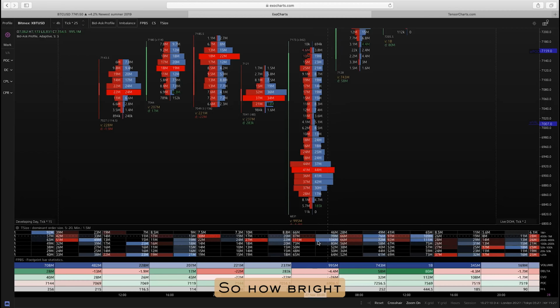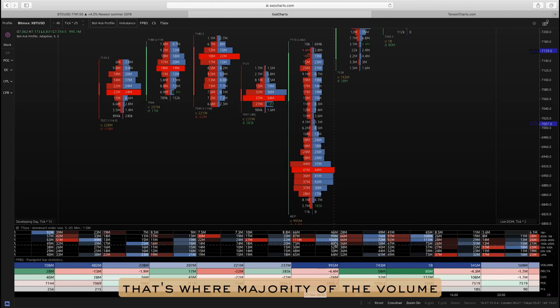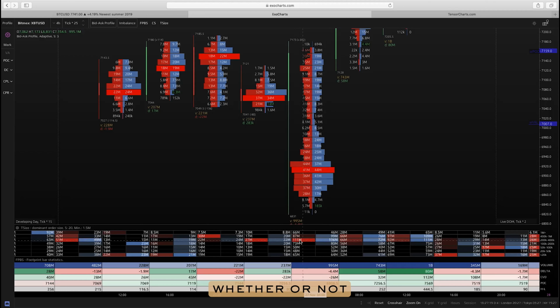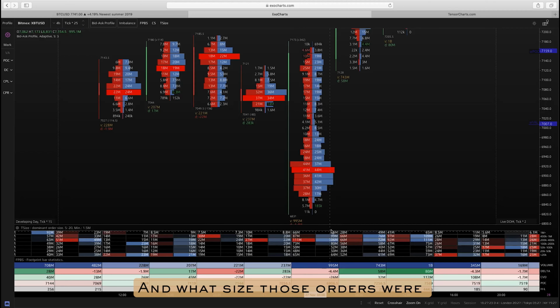So with the brightness, or rather when there's more blue, that indicates that's where a majority of the volume took place. And again, this will show whether or not it is sellers hitting the bid or buyers lifting the offer, and what size those orders were. And then we go down here and we're looking at footprint bar statistics. So with each bar, we could see what the volume was. So for this whole rotation here, which is a 4-hour rotation, we can see that just under 1 billion contracts were traded. The delta is negative 4.4 million.